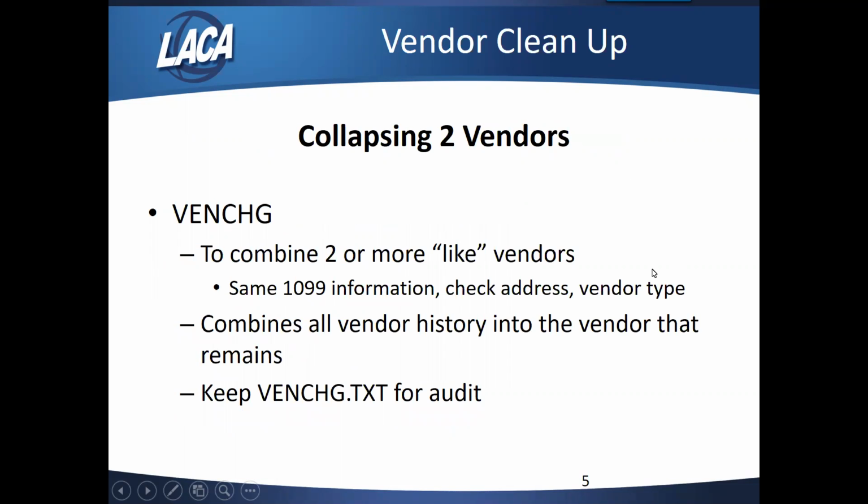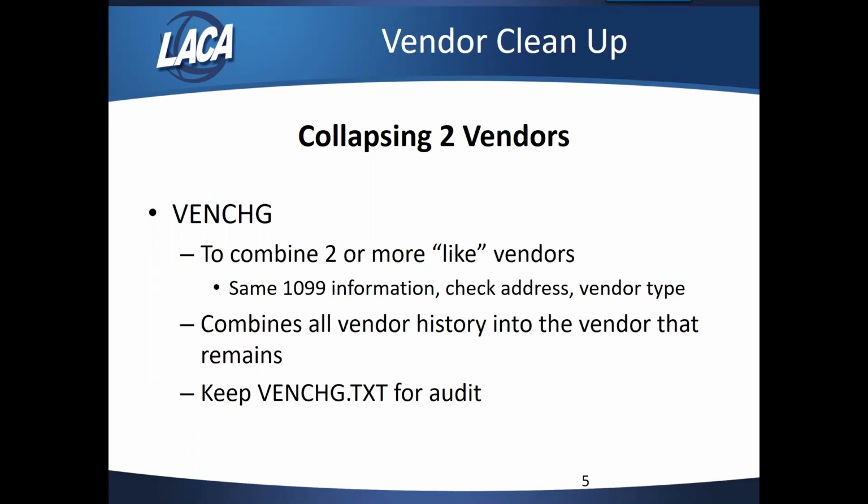So for collapsing 2 vendors, like I said, that's the Ven Change program in Reflections. You'll want to only combine vendors if they have the same 1099 information, the same check address information, and they're the same type of vendor. So if they're both memo vendors or they're both non-memo vendors.